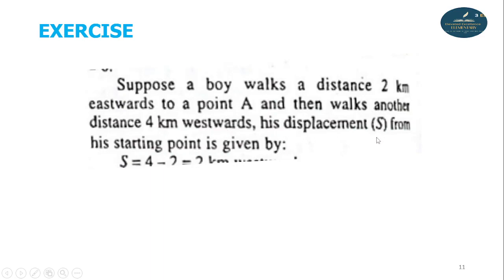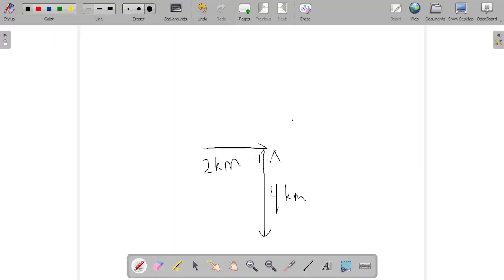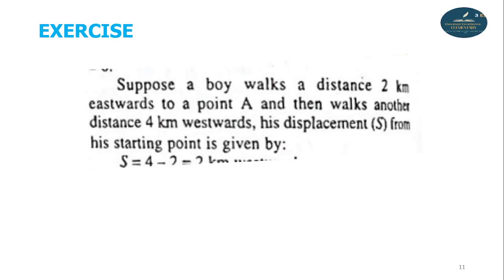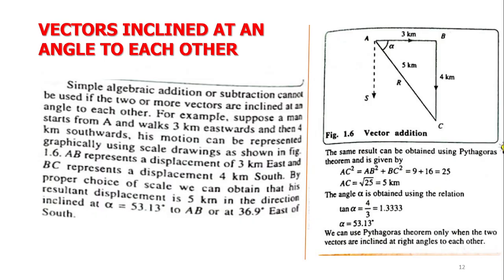Now, his displacement s from his starting point is what we are asked to calculate. So what we are going to do now is to obtain the resultant of the vector. We are asked to obtain the resultant of the vector, so we don't just add algebraically as we've done before. So we are going to apply the Pythagoras theorem. Why? Let's look at this.